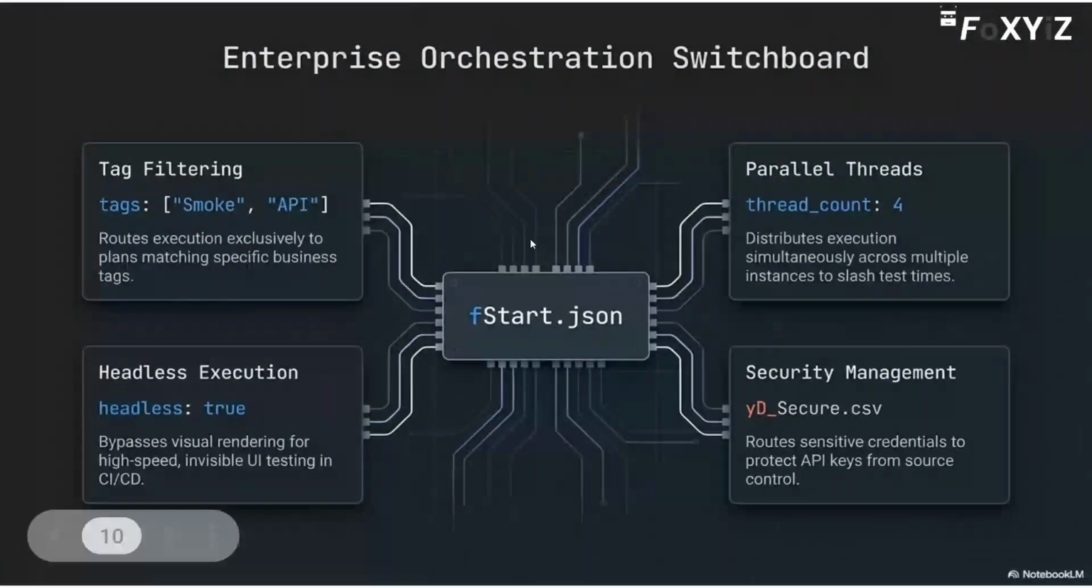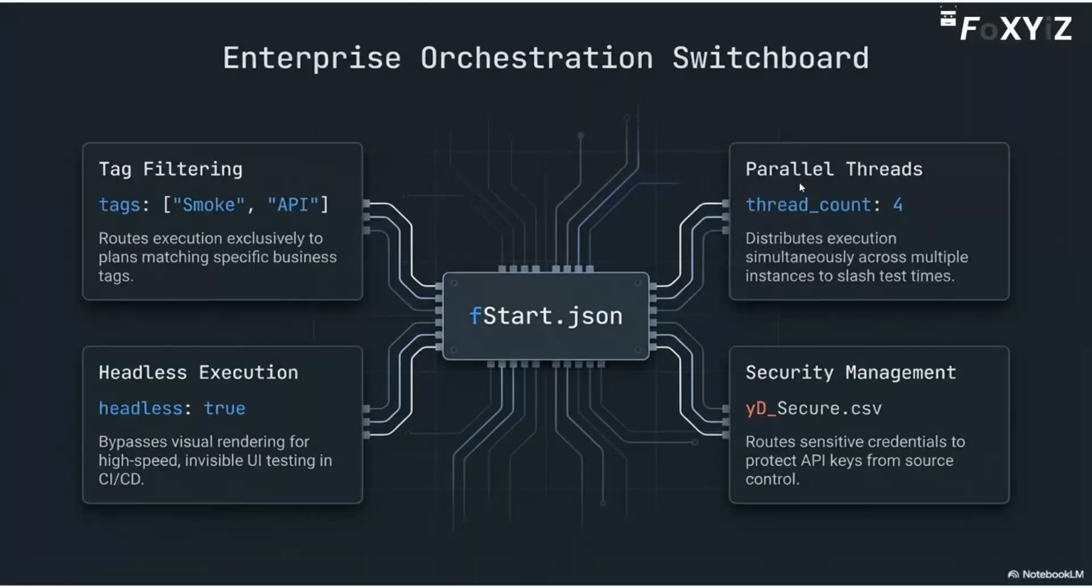I can do tagging where my plans are already tagged, and I don't need to say run them all or run specific. I have my choice over there. Headless basically makes it faster. You don't see a browser opening, so that's in your control. You can control how many parallel runs you can do at the same time.